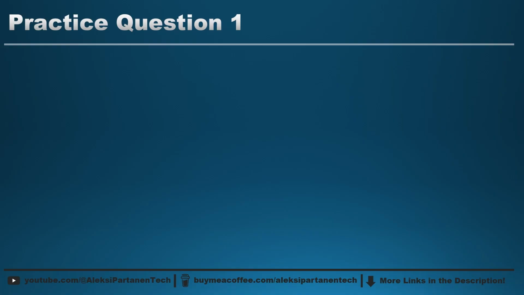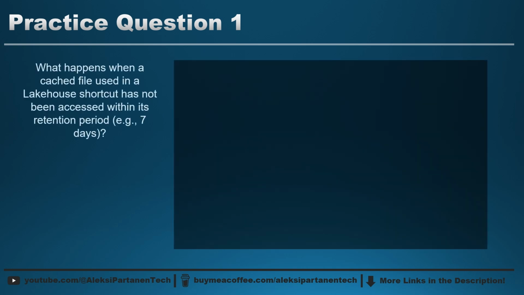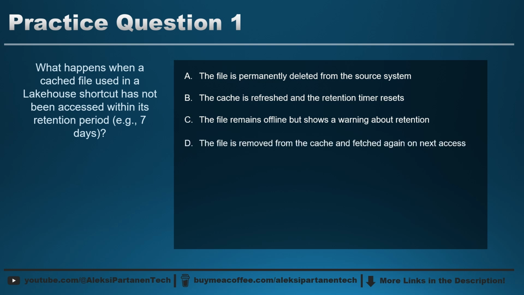Next, let's have a couple of questions about the topics covered in this episode. Let's start with the first question. What happens when a cached file used in a Lakehouse shortcut has not been accessed within its retention period? Is it A, the file is permanently deleted from the source system? B, the cache is refreshed and the retention timer resets? C, the file remains offline but shows a warning about the retention? D, the file is removed from the cache and fetched again on the next access? Now think about the answer for a moment and pause the video. I will reveal the answer in 3, 2, 1.